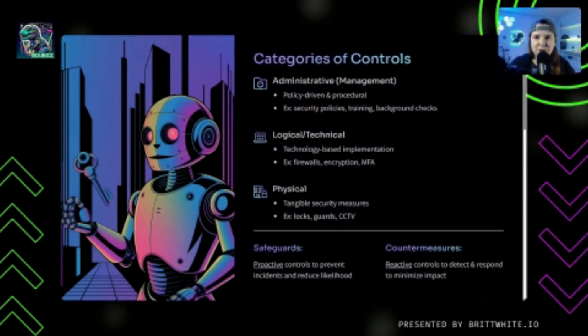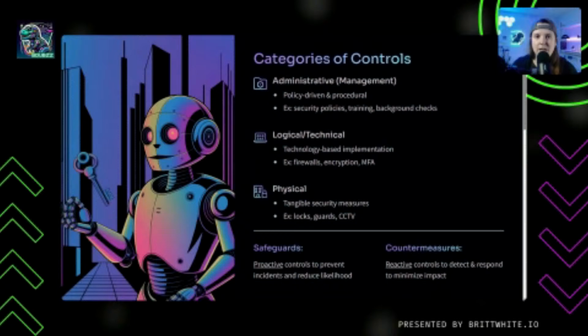Those are physical controls. There's two more important terms here you should understand: safeguards and countermeasures. Safeguards are proactive controls. They're designed to prevent security incidents from occurring. Safeguards are primarily directive, deterrent, preventative, and compensating controls. Their goal is to reduce the likelihood of a risk event.